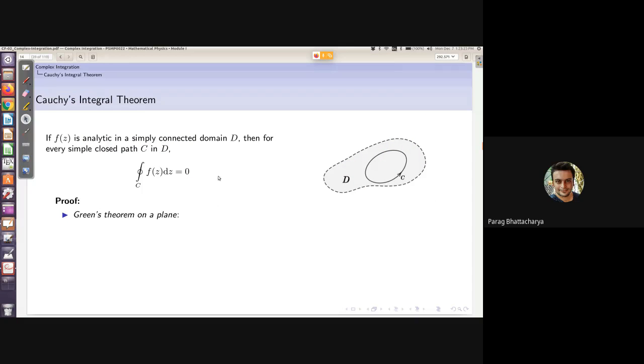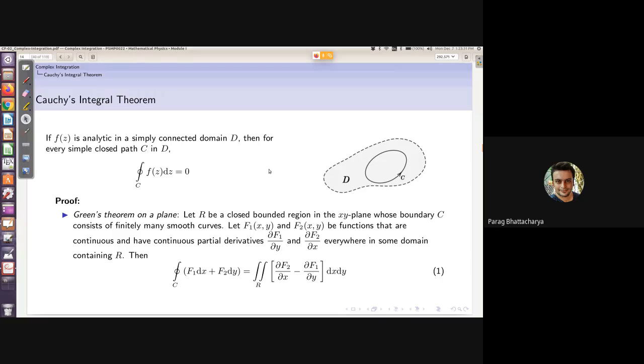We use something called Green's theorem. This Green's theorem is probably something that you would have done in your course on vector analysis. Suppose I have a closed bounded region in an xy plane. Let's say something like this. R is a closed bounded region.